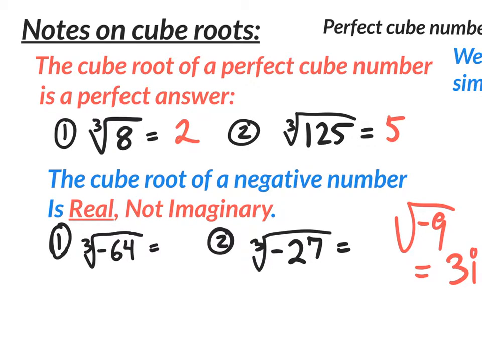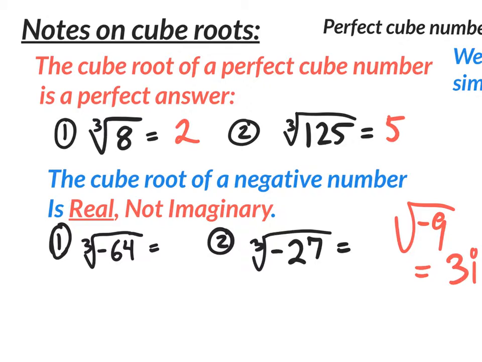There is no real answer that'll give you a -9, right? So if I say, what number squared gives you a -9? Well, 3 squared doesn't give you a -9, and -3 squared doesn't give you a -9 either. There is no real number. That's why we put the i. It's imaginary. But when we do the cube root of a negative number, you don't get imaginary. You actually get a real answer.